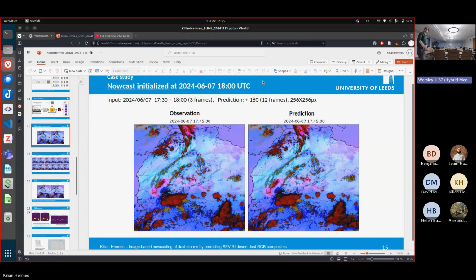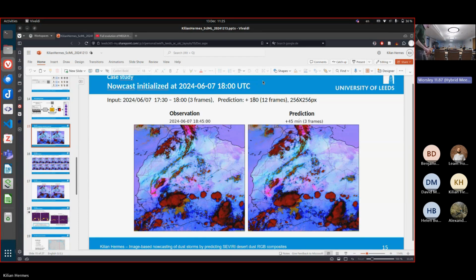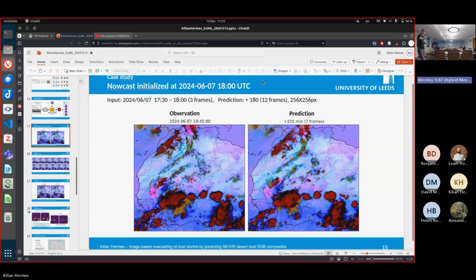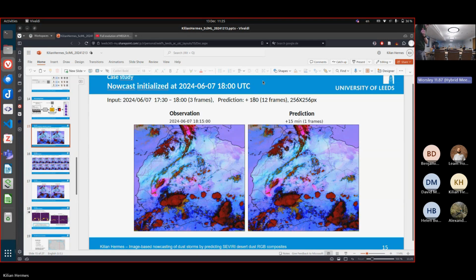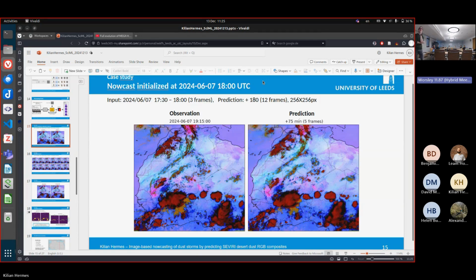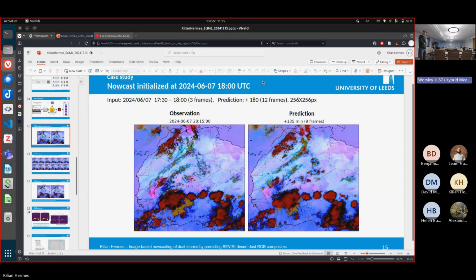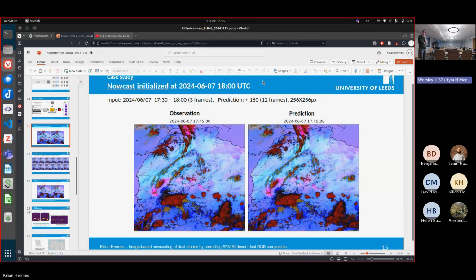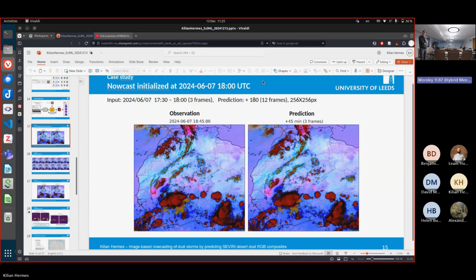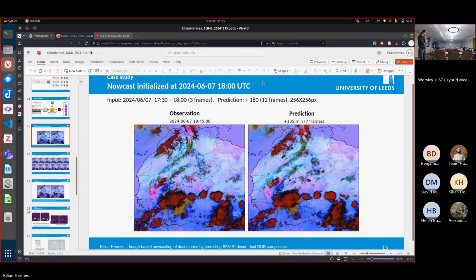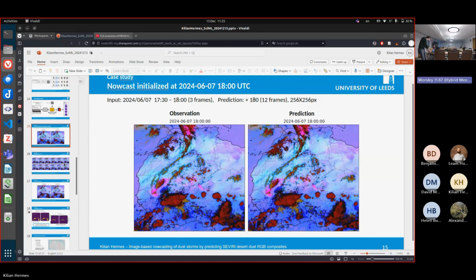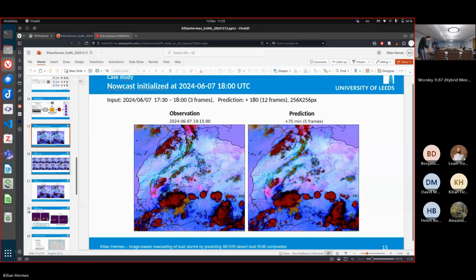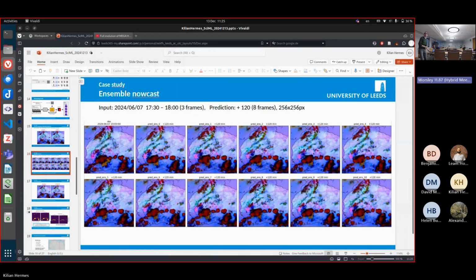However, we see that the pink areas here are not as sharp as in the actual observation, and they also lose some intensity at the edges. So it's not ideal yet, but it definitely does something which looks very much like the observation. What else can we do? Stay on this thing here.